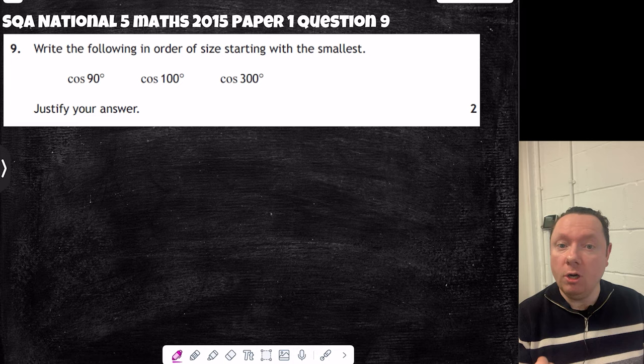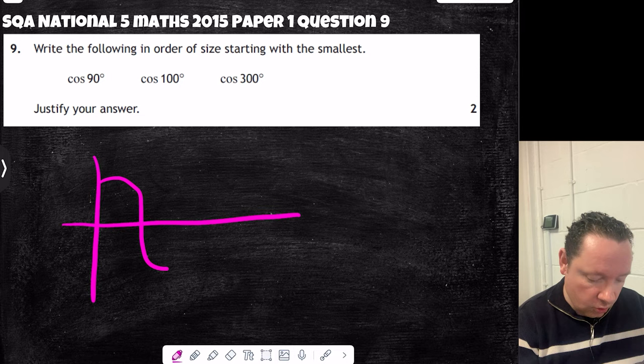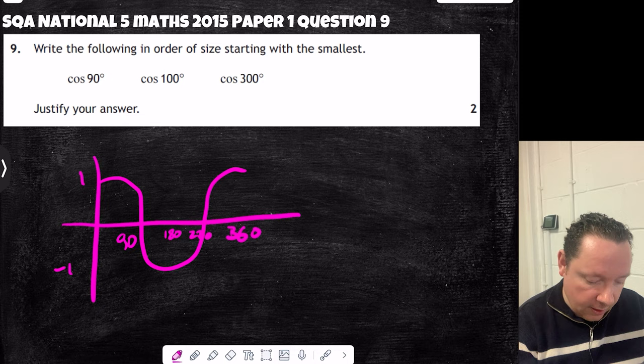Drawing a graph. So I'm just going to draw a sketch of a cos graph. So that's a cos graph that you should all know. And it goes to 1 and minus 1. And then it goes 90, 180 at a turning point, 270 here, and 360 at the end. So that's our x and that's our y.